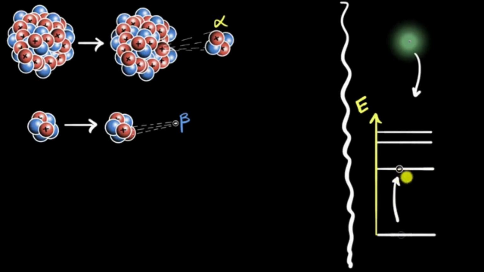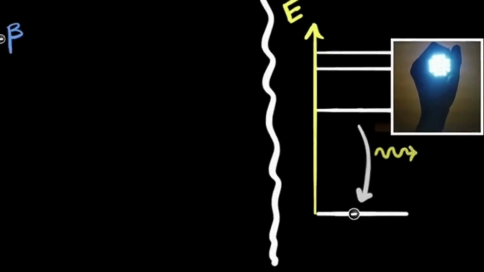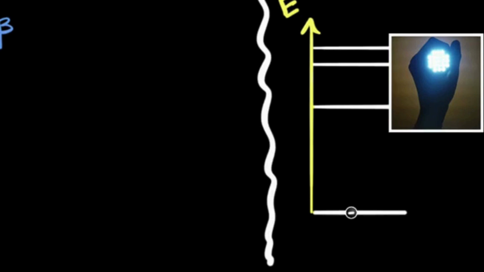Now, electrons don't like to stay in that state for a long time, and so they will quickly jump back to the ground state, and when they do that, the difference in the energy is released as a photon of light. And this is what happens in, say, LEDs, which you find in a lot of flashlights these days. When you pass current through an LED, the electrons inside of it get excited to a high energy level. And then when they de-excite, they release a photon of energy, and that's how they glow.